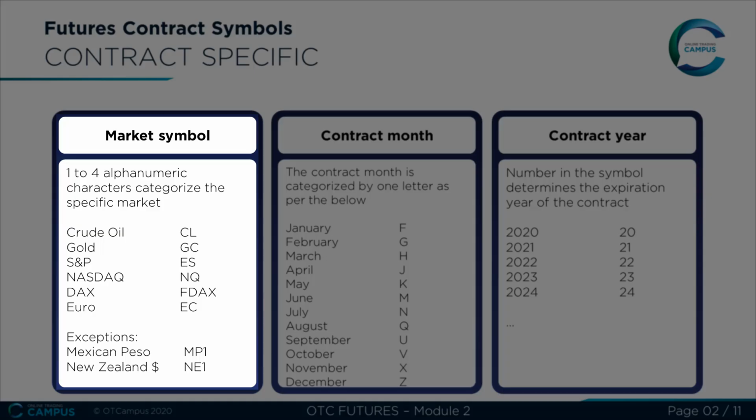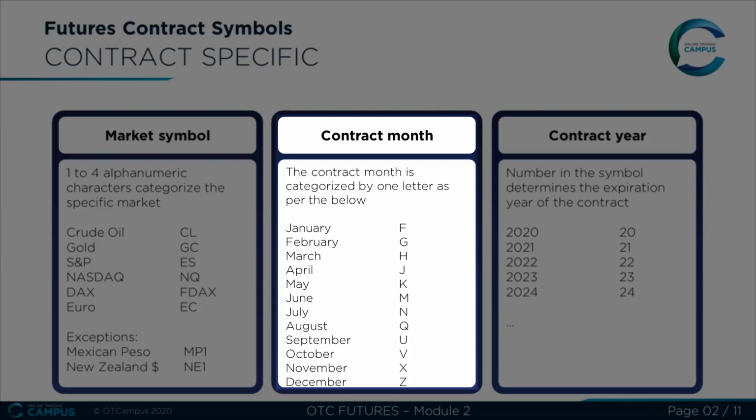Component 2, contract month. The contract month is categorized by one letter as per the below. January is F, February is G, March is H, April is J, May is K, June is M, July is N, August is Q, September is U, October is B, November is X, and December is Z. And by the way, there's no memory hook you can use to link a particular letter to its specific month. It's just something you should memorize over time.